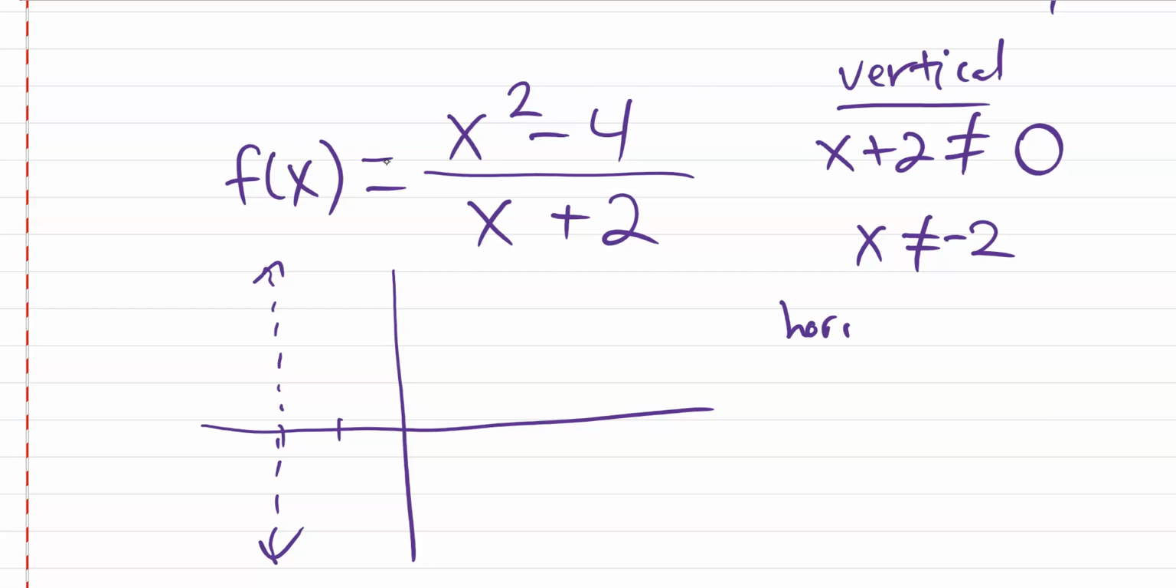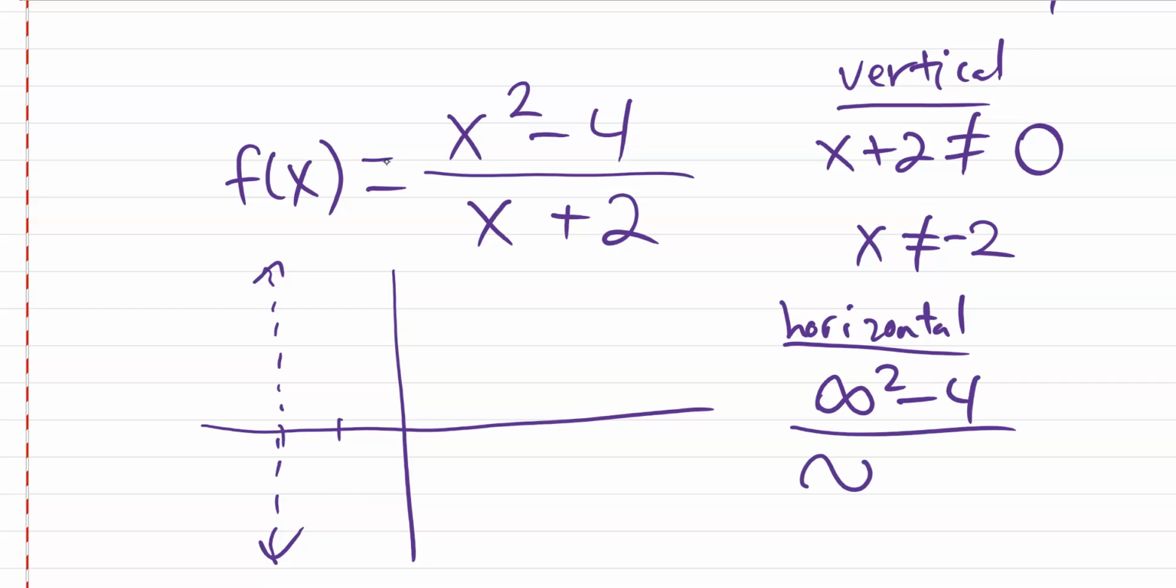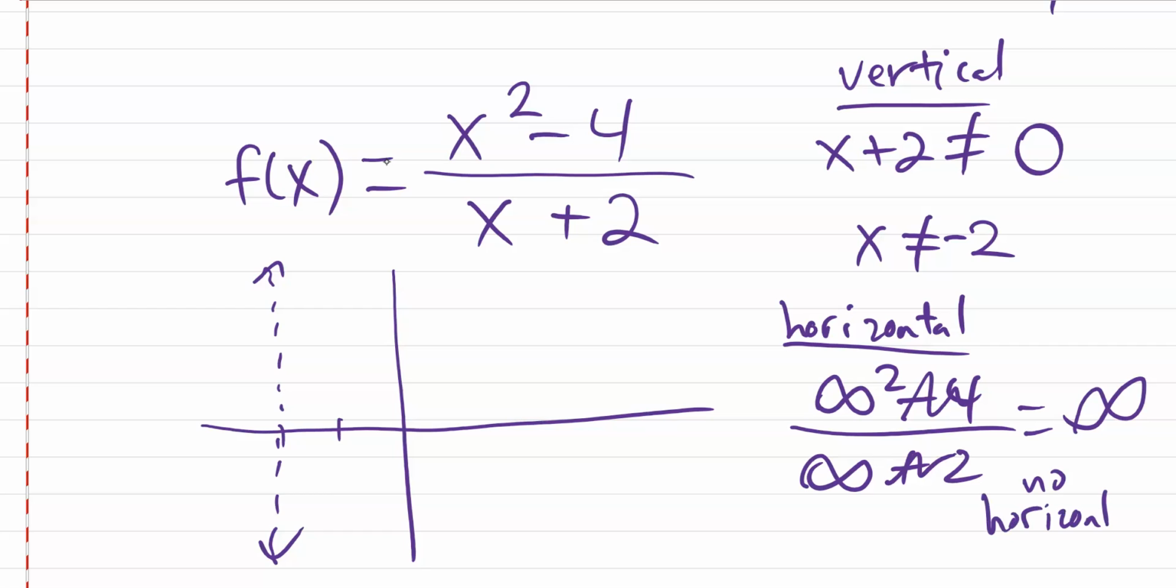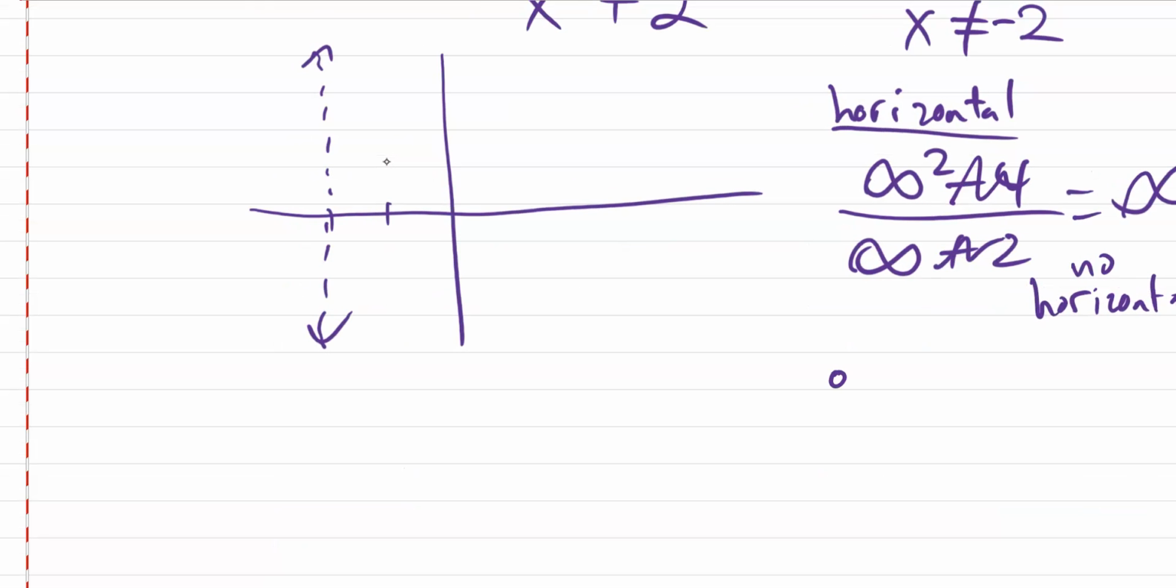When we do the horizontal, infinity square root of minus 4, infinity plus 2, get rid of the insignificance. We're left with infinity. This has no horizontal, which means our next step would be to check for oblique.